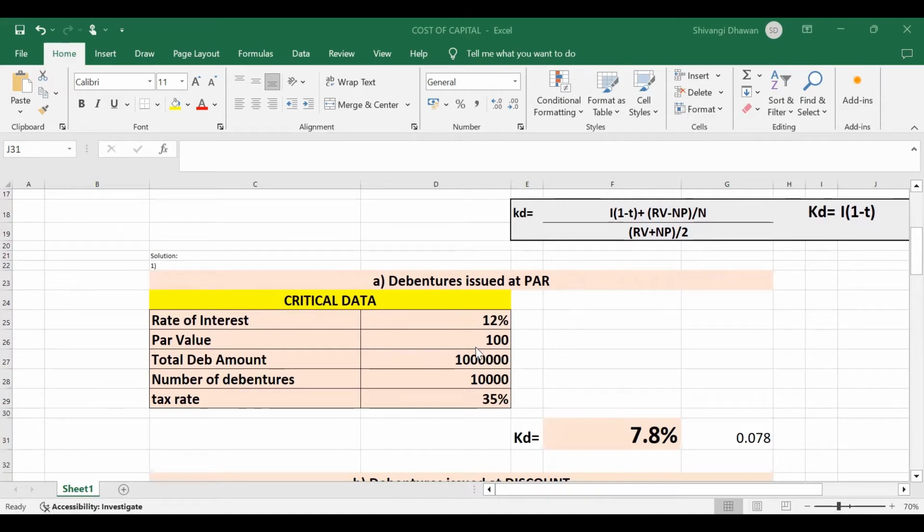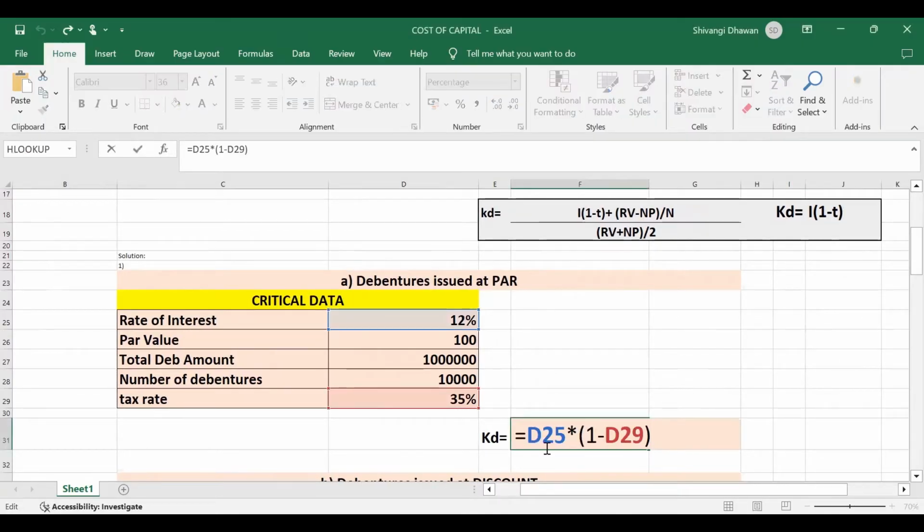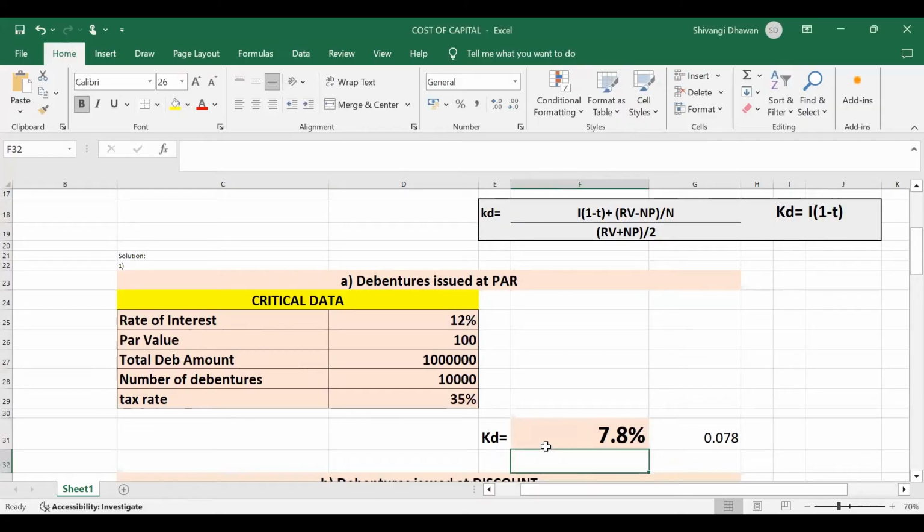Rate of interest is 12%, par value is 100, total debenture amount is 10 lakhs. So the number of debentures will be 10 lakh divided by 100, that is 10,000. Tax rate is 35%. In order to calculate KD, we can use this smaller formula when our debentures are issued at par. So here it will be only 12%, that is D25, into 1 minus 35%, that is our tax rate. And if you want to do it with the bigger formula, you can apply that also.